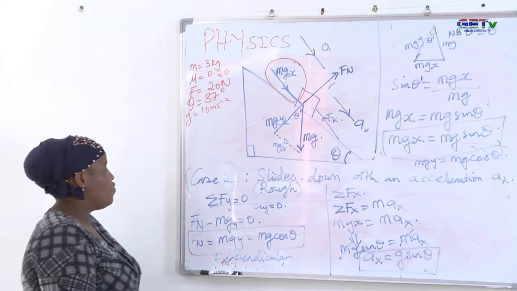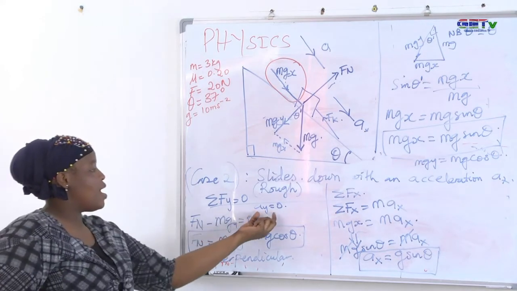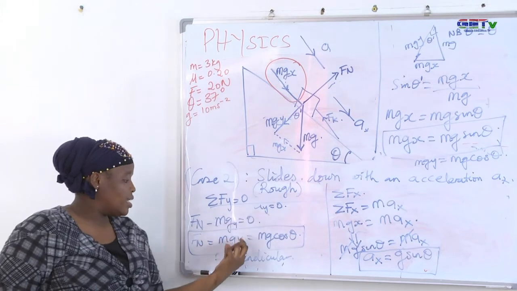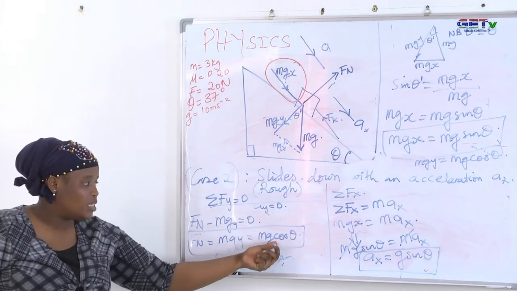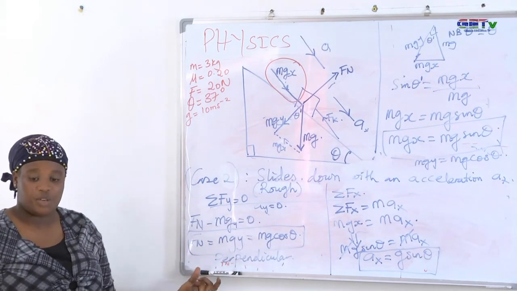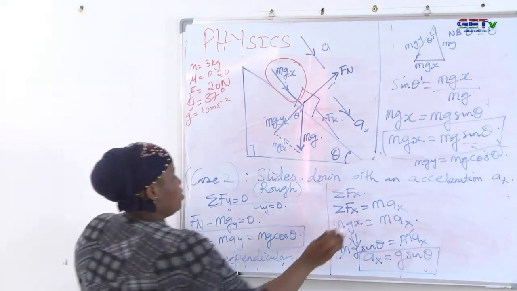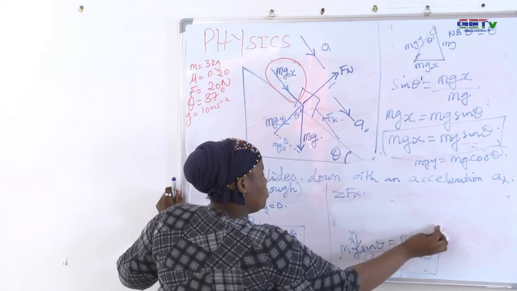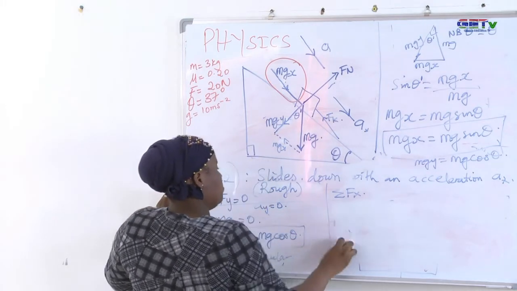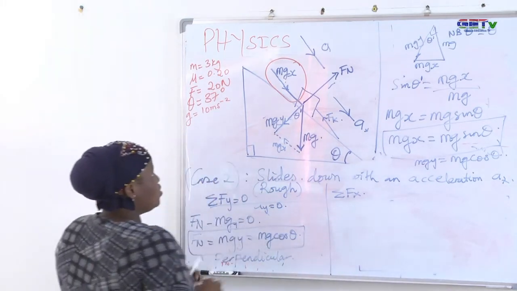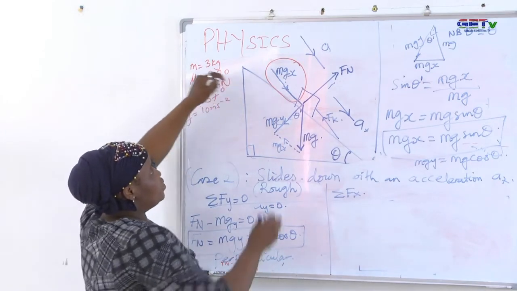So we are going to solve for F_y. On the y-axis, the acceleration will be 0, and that gives us F_n equivalent to mg cosine theta. That wouldn't change much. We move to the x-axis. What are the forces acting? The forces are mg_x, which is positive.